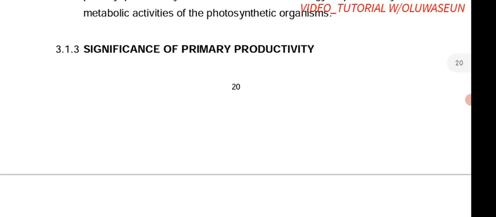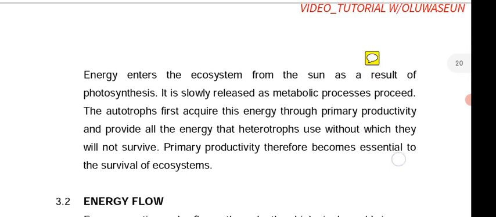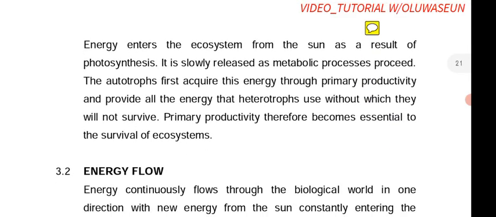And you remember we told you that primary productivity is simply the ability of the autotroph, that is the plant, to produce food. Now, if these green plants don't produce food for the heterotrophs, they will not be able to survive. So that is what makes it significant.